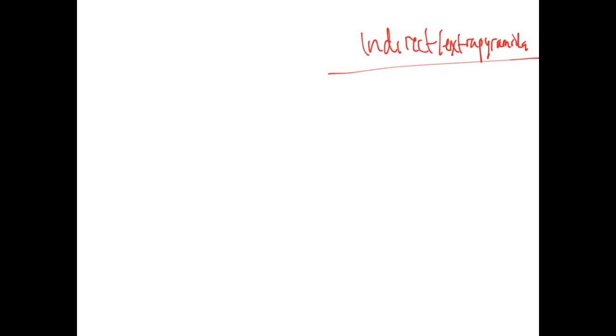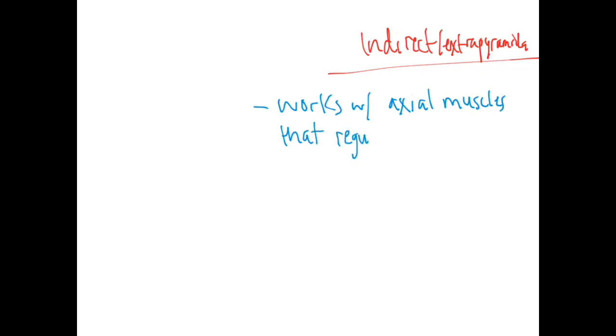What does that look like? So this is going to work with our axial muscles. And these are going to regulate balance. And coarse limb movement.